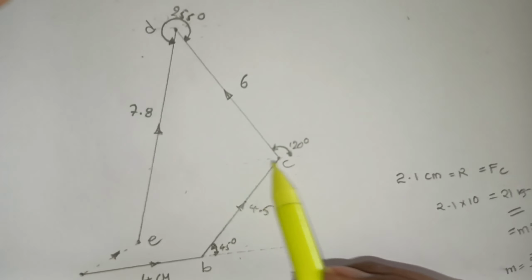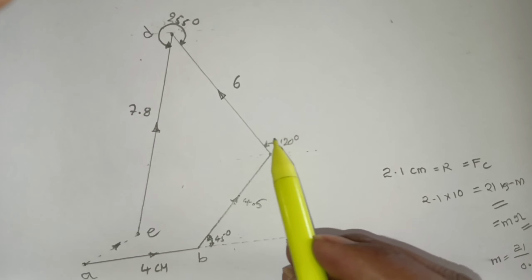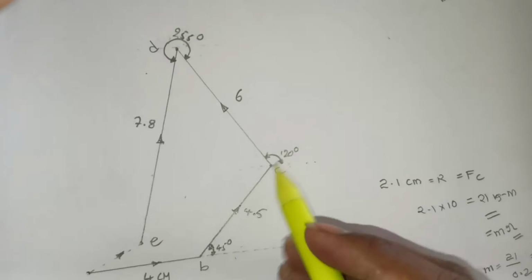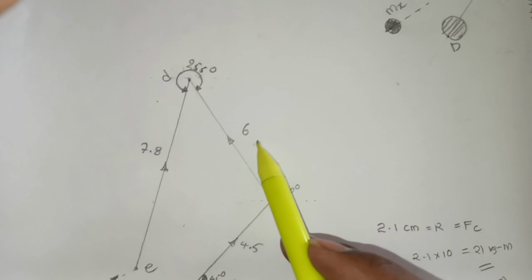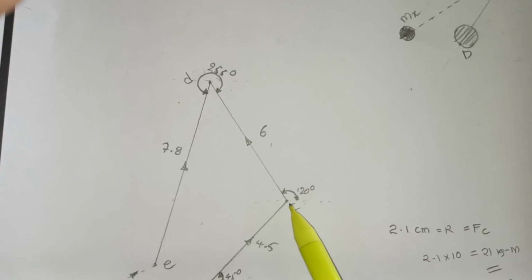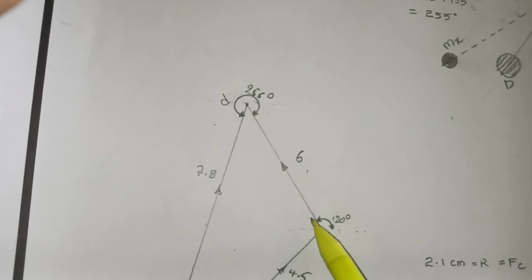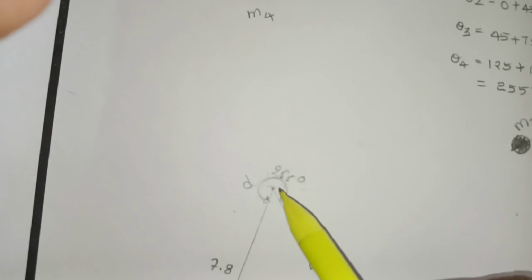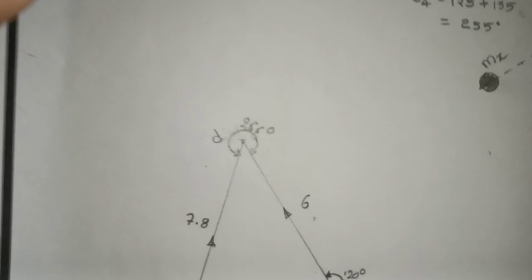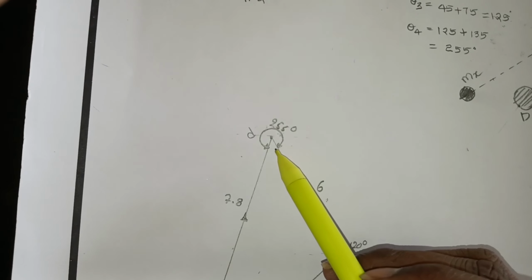So the next angle is 125 degrees. You have to draw the horizontal reference line. From this you have to measure 120 degrees, and in that line you have to extend it. The length here is 6 centimeters. In that 120 degrees you have to draw a 6 centimeter line. Then mark the point as D.